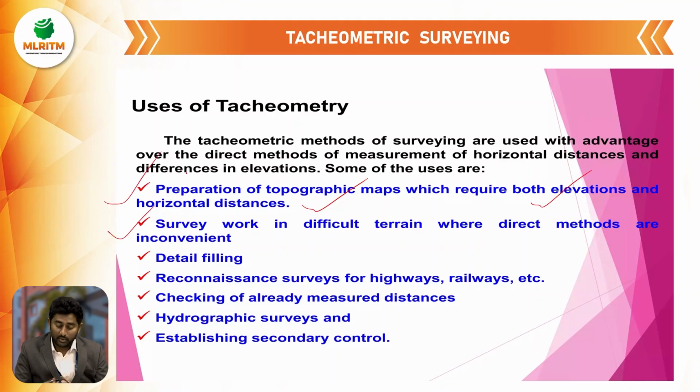Next, in survey work, it can be difficult to survey land surfaces like forest areas, hilly areas, terrain areas, and for hydrographic methods. Next, detailing of cutting and filling areas, such as hilly areas and valley areas, where it is very difficult to measure distances. It is also used for reconnaissance surveys for highways, railways, etc. Checking already measured distances can be done with tacheometric surveying. Next, hydrographic surveys of large water bodies like rivers, ponds, oceans, etc. Next, contour maps.